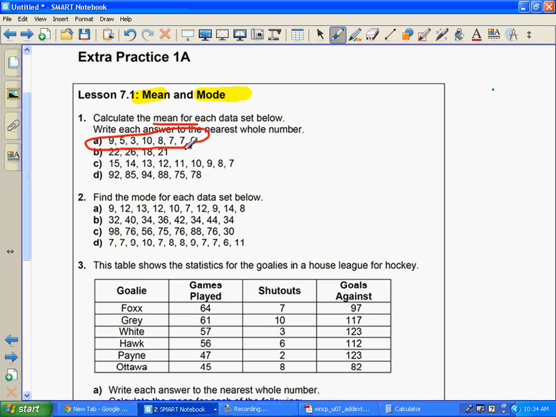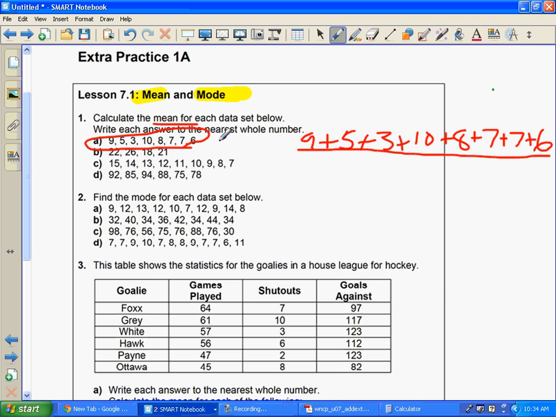In order to calculate the mean, you simply have to add up all of your numbers. So I'd have to add up 9 plus 5 plus 3 plus 10 plus 8 plus 7 plus 7 plus 6. And when I add them up, I'll get one great big number. Then I have to divide it by the total number in my data set. There were 1, 2, 3, 4, 5, 6, 7, 8 numbers in my data set. So when I get my total added up, I divide it by 8, and I will have my middle number, or my mean.